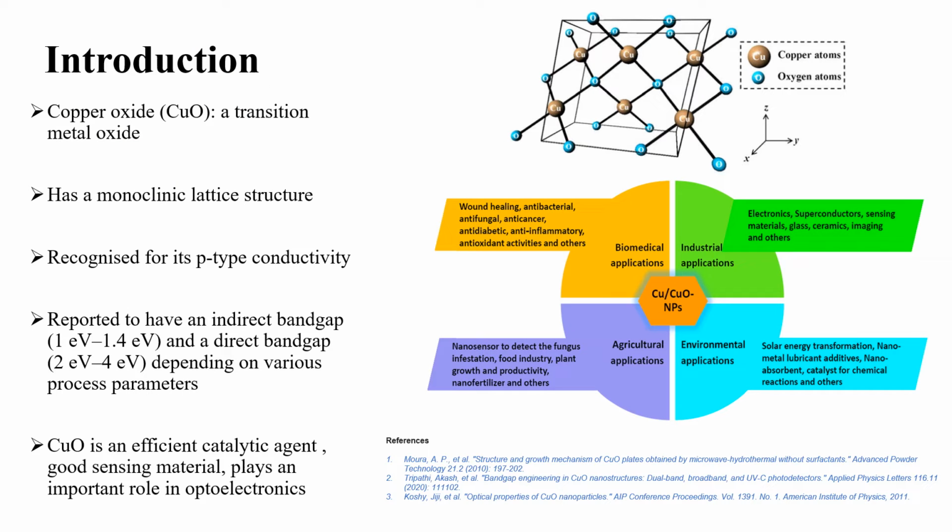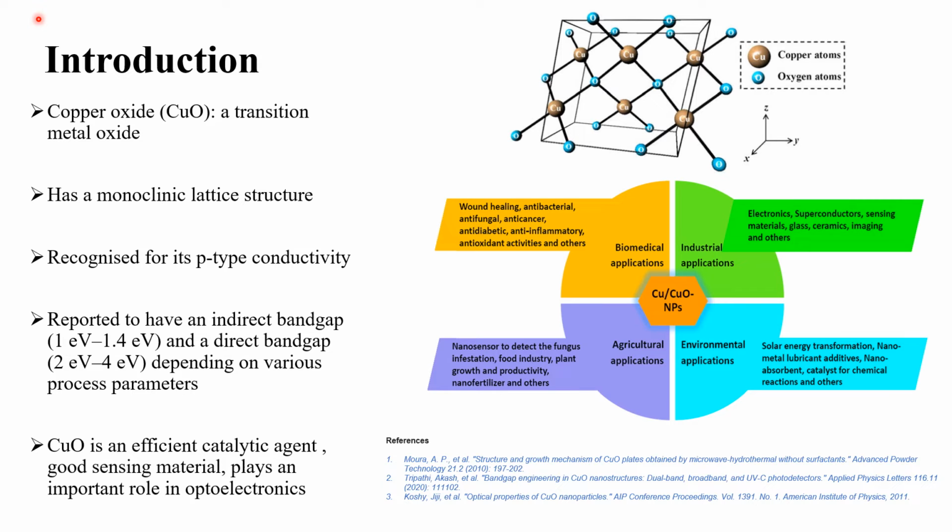Copper oxide is a transition metal oxide and has a monoclinic lattice structure as shown in this figure, and it is well known for its p-type conductivity and exhibits both indirect and direct band gaps depending on different process parameters. In recent years, copper oxide has received special attention from many technological fields and scientific areas.